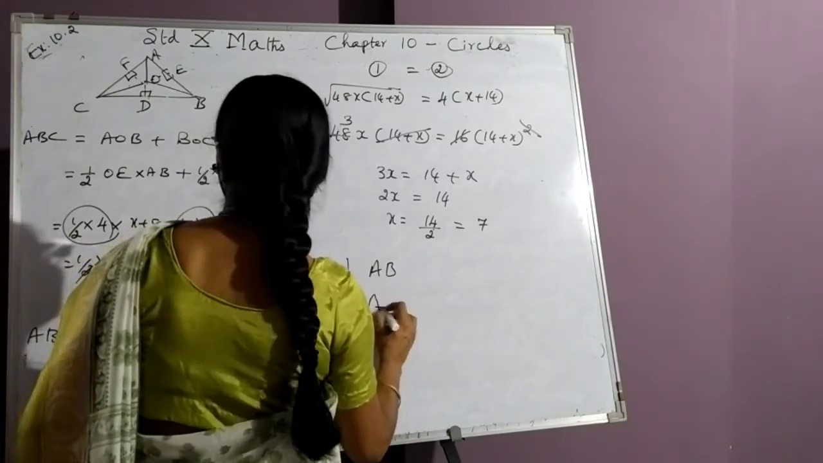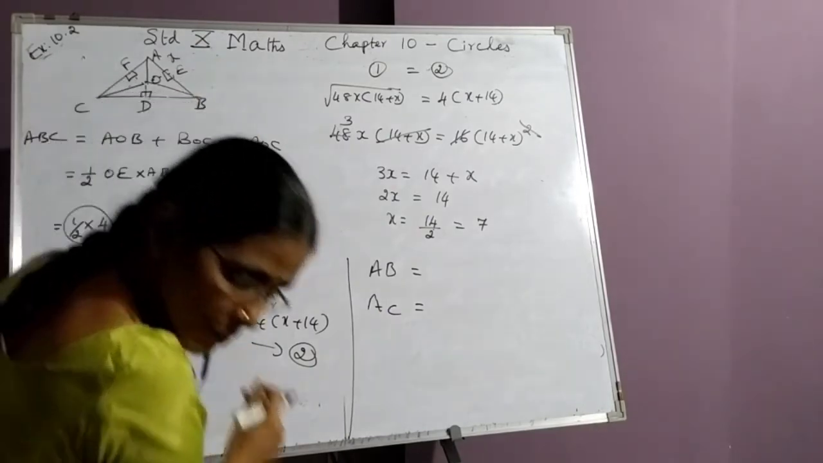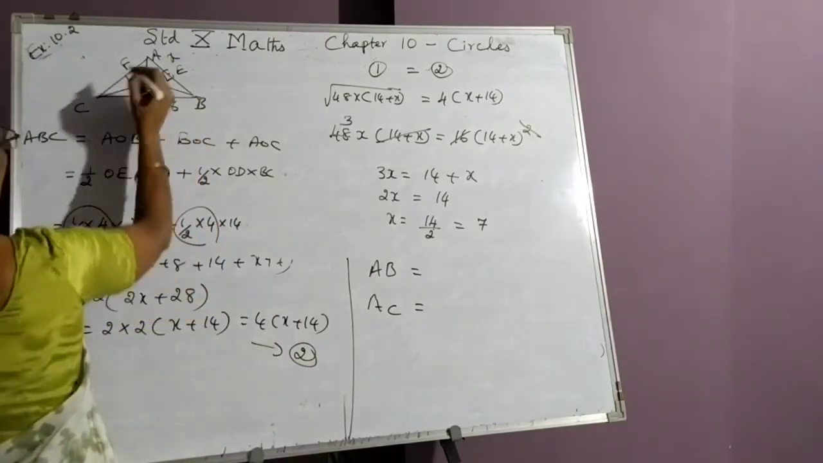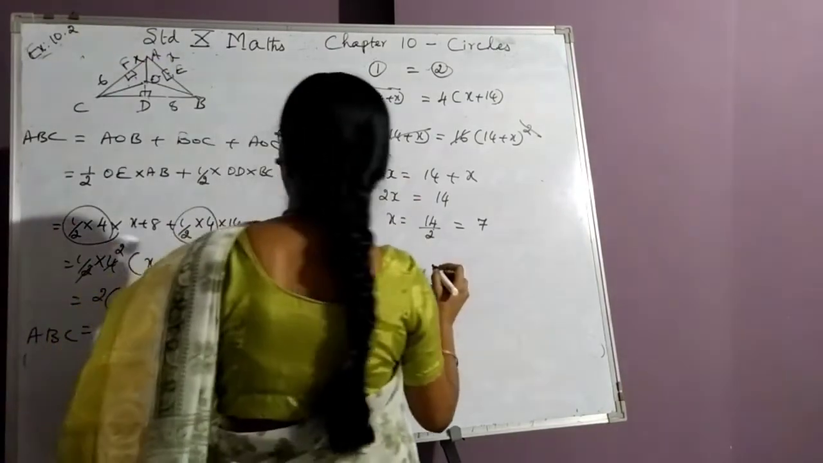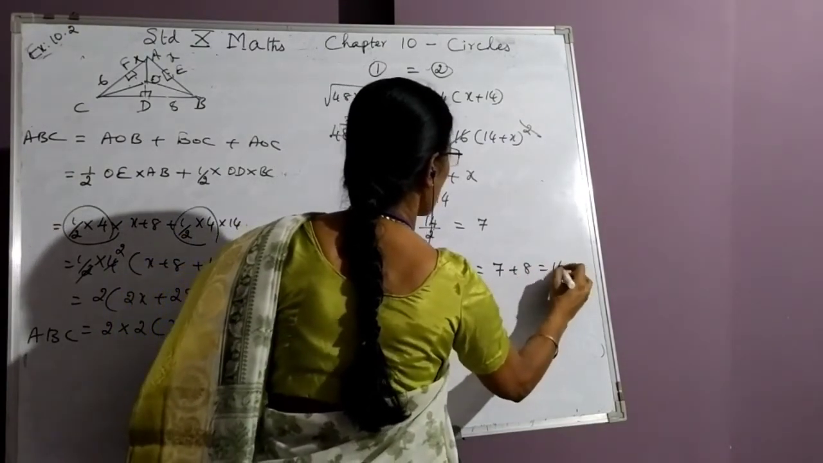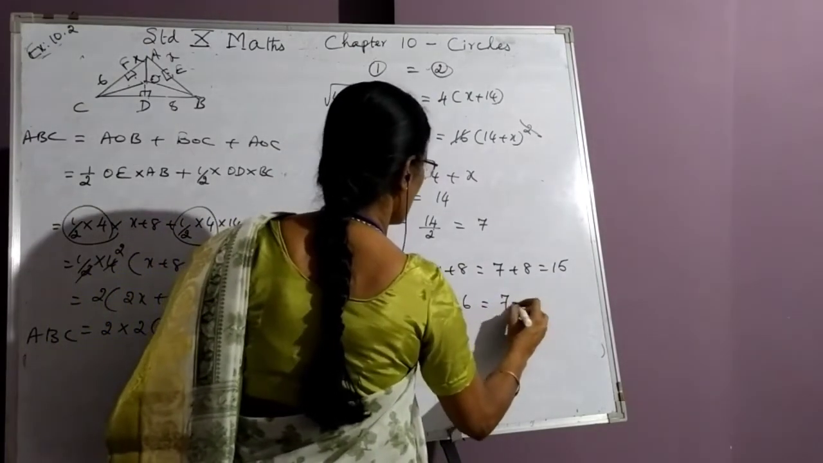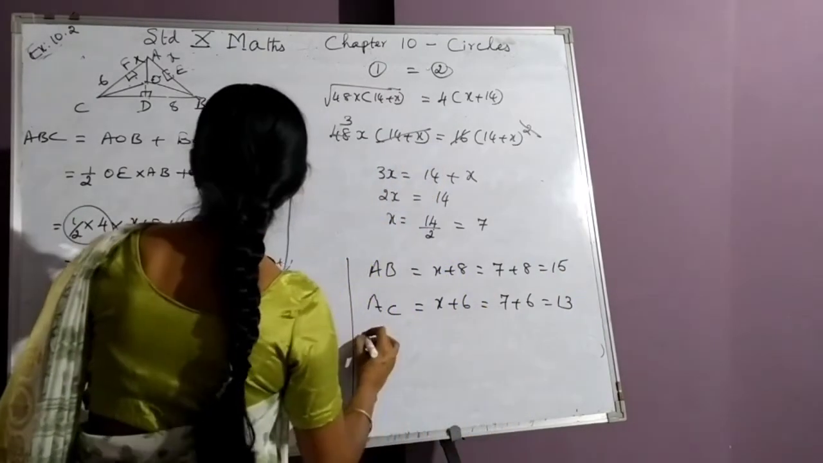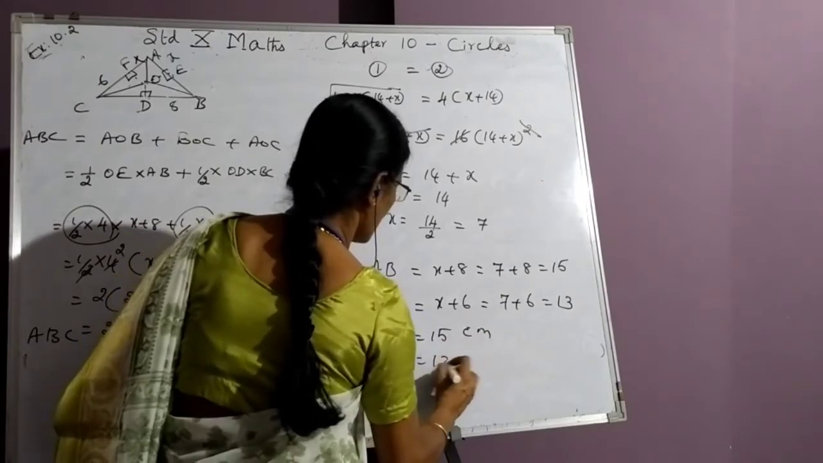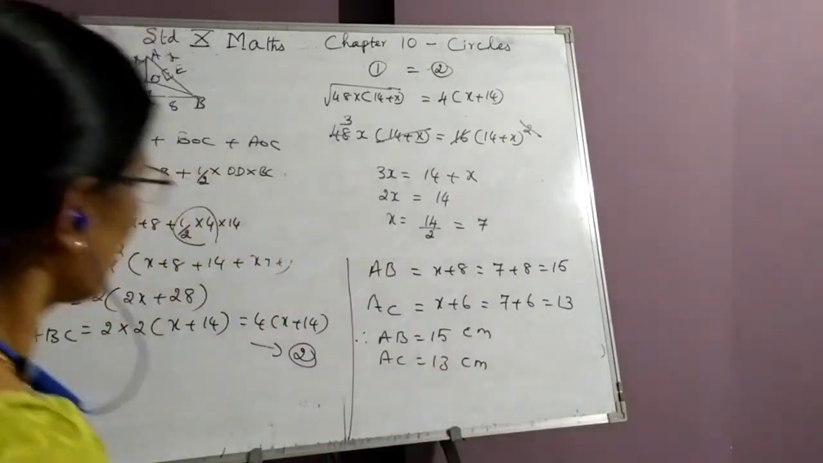AB and AC. What is AB? AB is x plus 8 and AC is x plus 6. AB is x plus 8, x is 7, plus 8 equal to 15, and AC is x plus 6, which is 7 plus 6, which is equal to 13. Therefore, AB is 15 centimeter and AC is 13 centimeter.